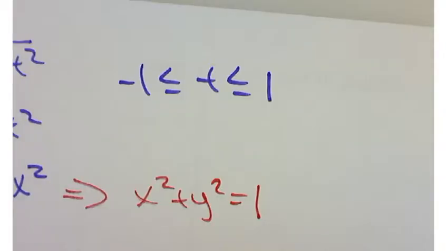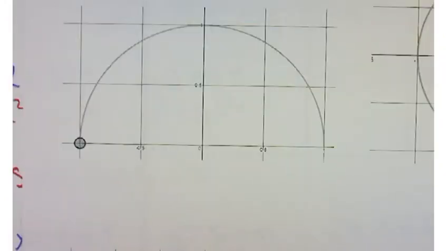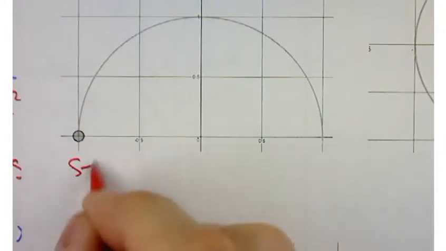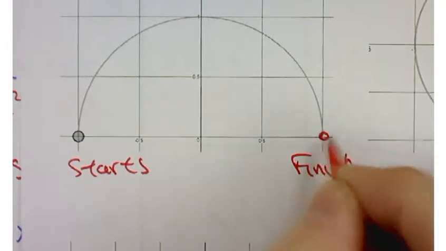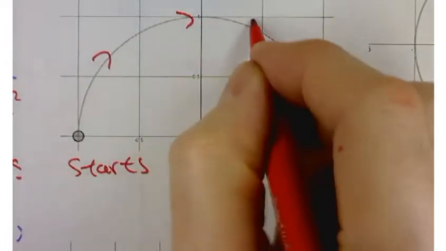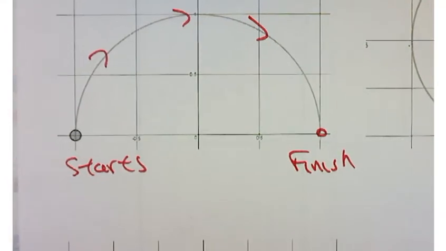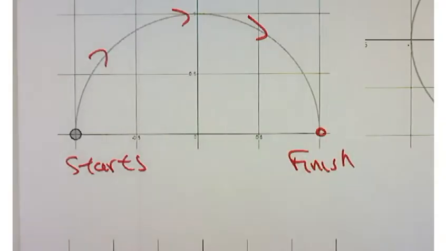So take out your handout. Look, this is already graphed for you. It starts here, and it finishes here, and the orientation is this way. So, nice. So that's 44 part A.